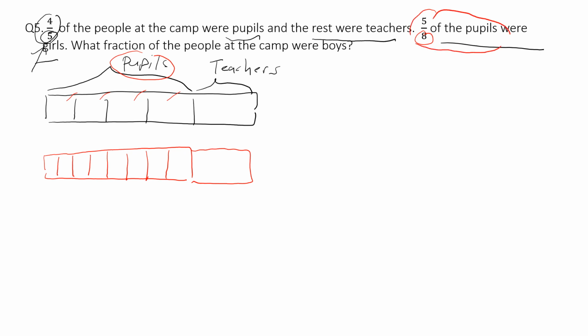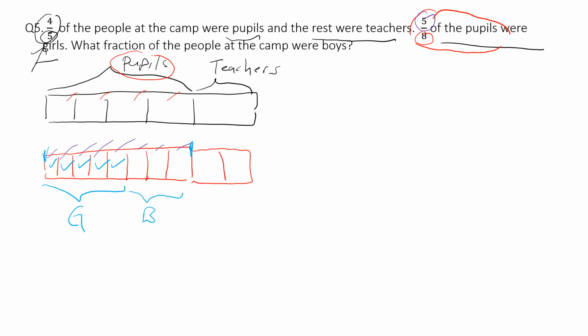So now we count it together. We have 1, 2, 3, 4, 5, 6, 7, 8. So there are 8 pupils here, or 8 units here. And out of the 8 units, 5 units were girls. So we count together. 1, 2, 3, 4, 5. So these are for the girls. Then how many for the boys? Your pupils is from here to here. There are total 8 units. So how many for boys? Correct. These are for the boys.